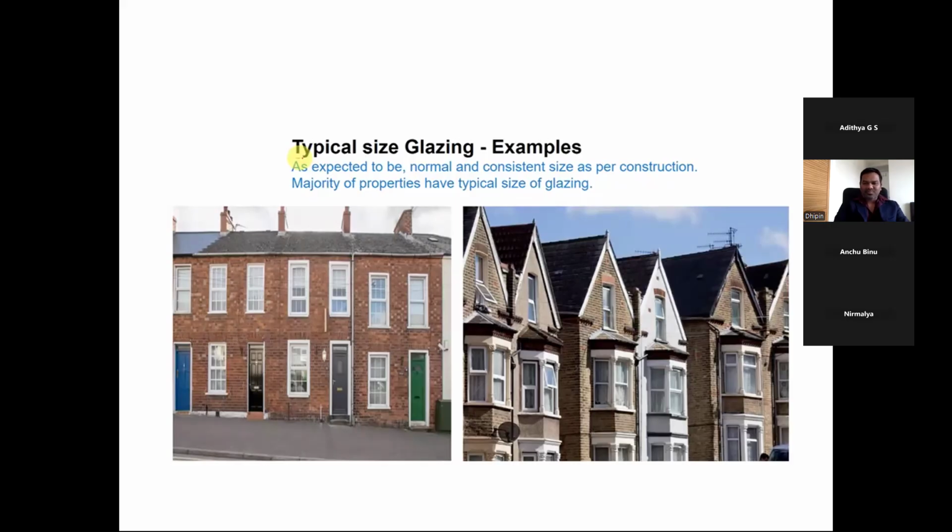Yeah, fine. So this was quite common in the earlier centuries, and now recently most of the houses are triple glazed. Even in my house, I have triple glazed windows. Please move on to the next slide.